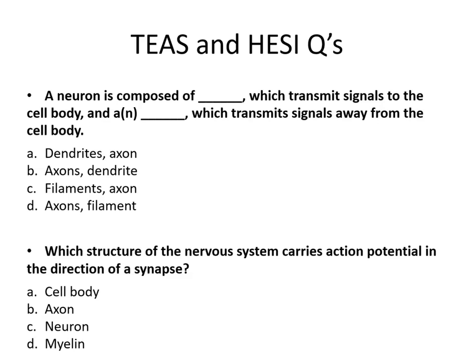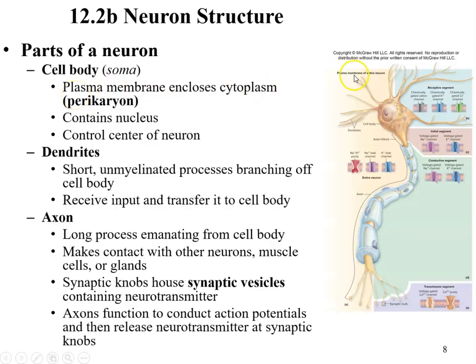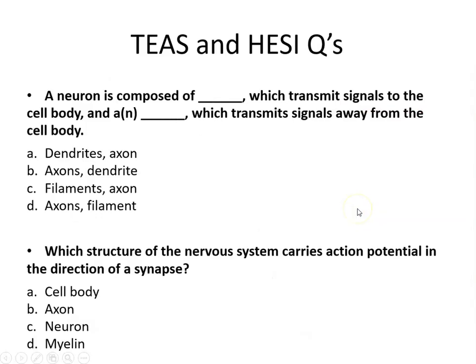Okay, so a neuron is composed of blank, which transmits signals to the cell body, and a blank, which transmits signals away from the cell body. Well, dendrites are what transmit signals to the cell body. So there'll be a signal here, the dendrite picks it up, transmits it to the cell body. And then the process that transmits signals away from the cell body is going to be the axon. So dendrites and axon, A.